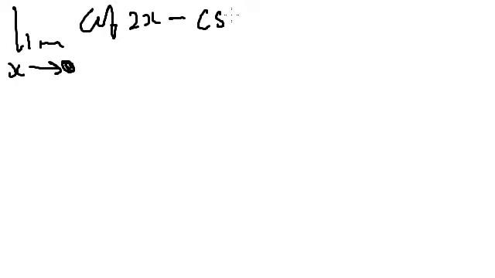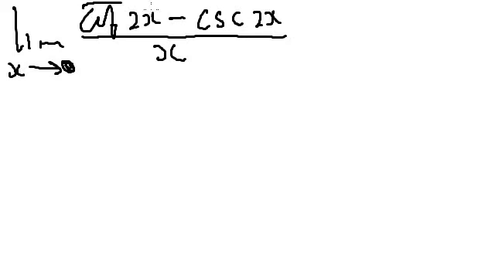So consider the limit as x approaches 0 of the function cot 2x minus cosecant 2x, then all divided by x. Feel free to pause the video and figure this out. So, first things first, can we replace the inverse function or the reciprocal function with the equivalent of the first three functions?